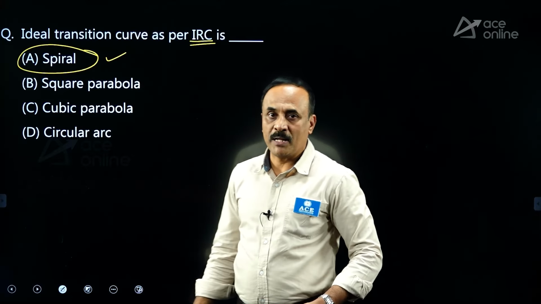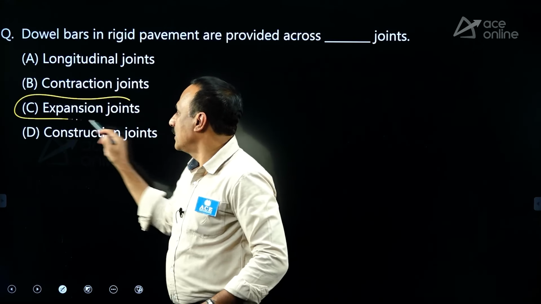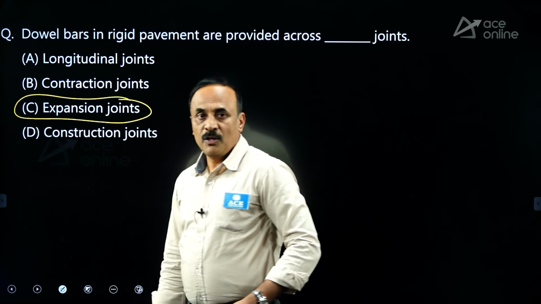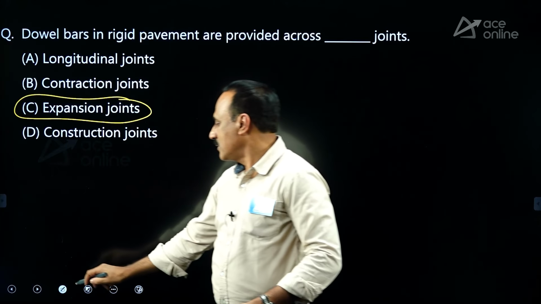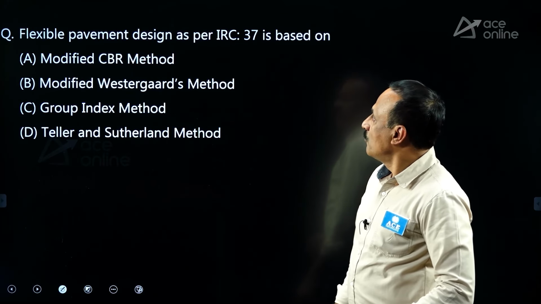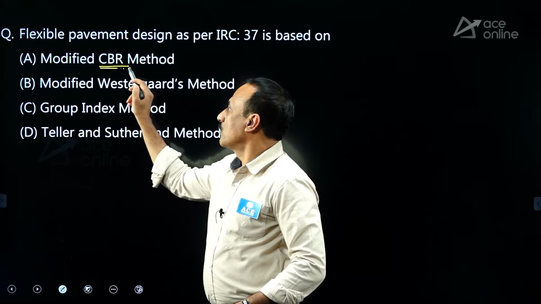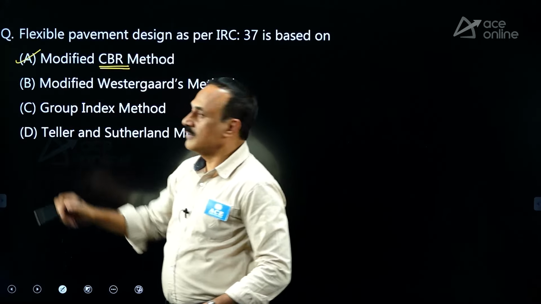Answer is option A. Dowel bars are provided in rigid pavement across expansion joint. It is a direct question. Dowel bars are provided across expansion joint. Come to this question. Flexible pavement design as per IRC 37 is based on modified CBR approach? Answer is option A.